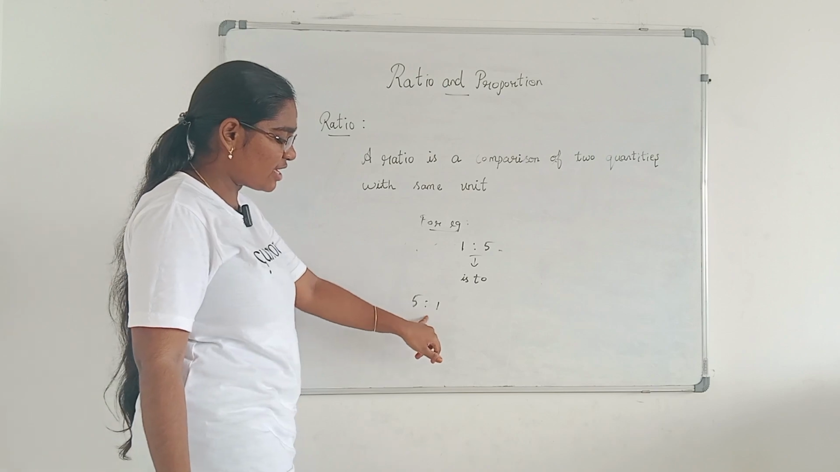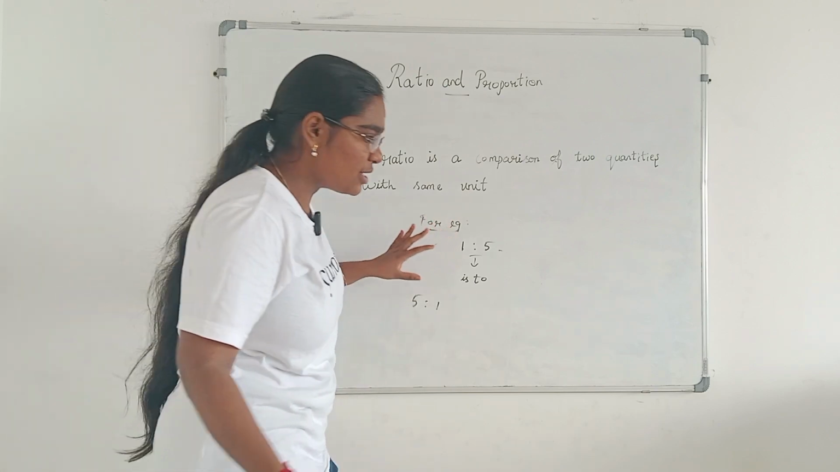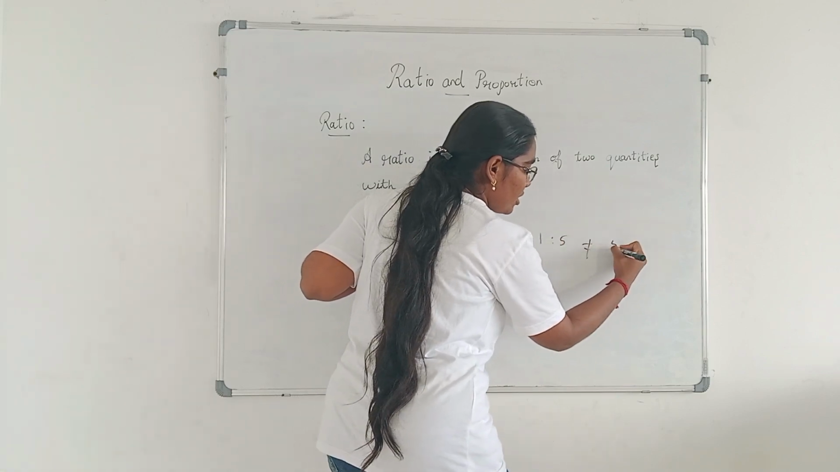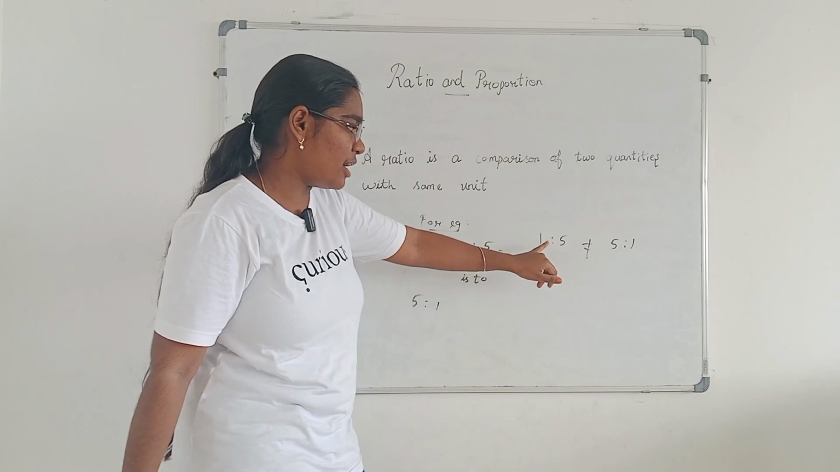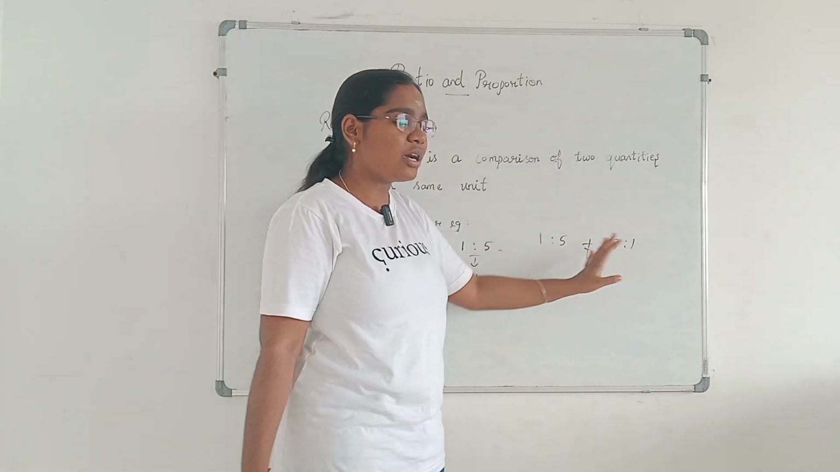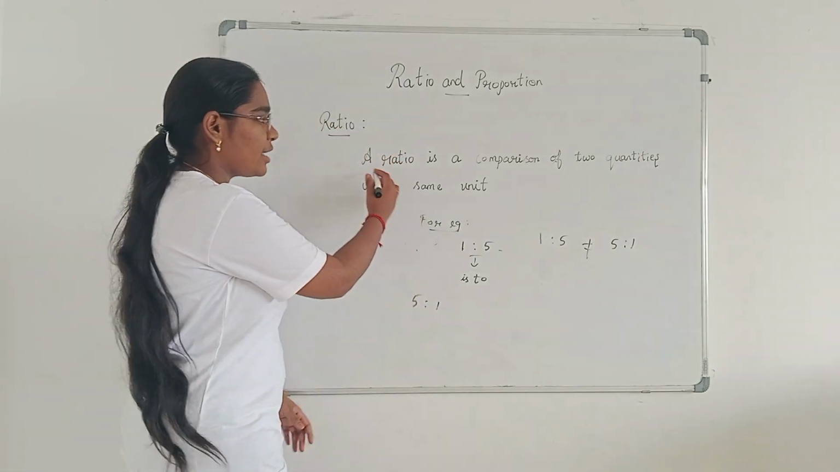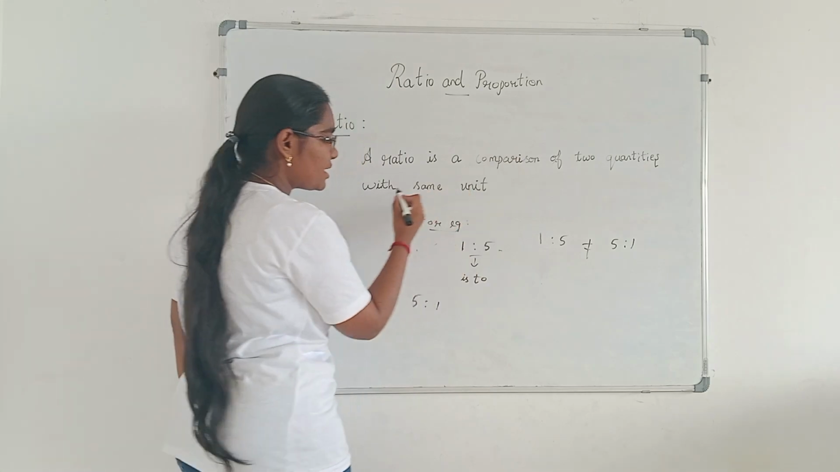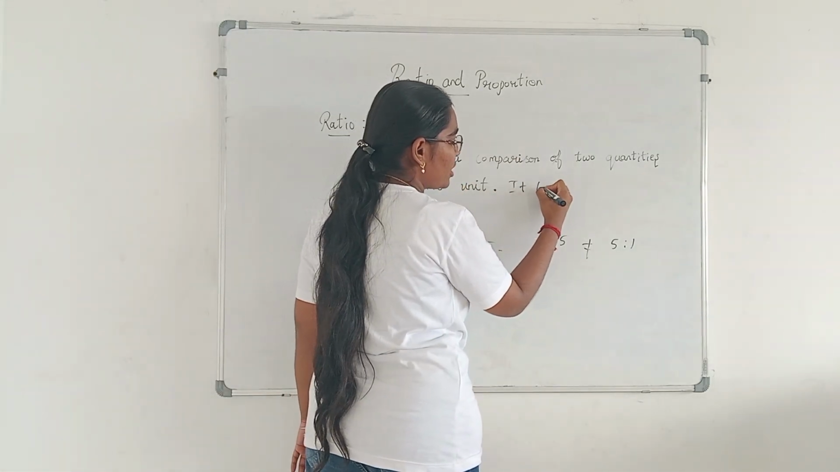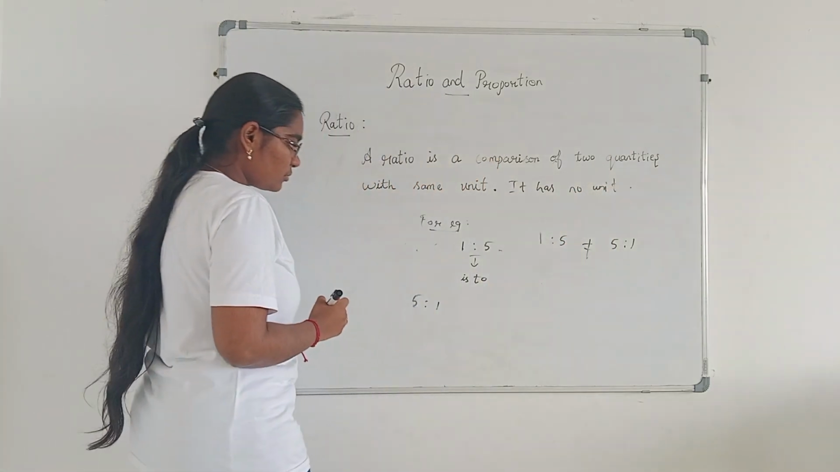Okay, so this is 5:1, and 1:5 and 5:1 are not the same. They are different. 1:5 is not equal to 5:1. These two won't be the same. So a ratio is a comparison of two quantities with the same unit, and a ratio has no unit.